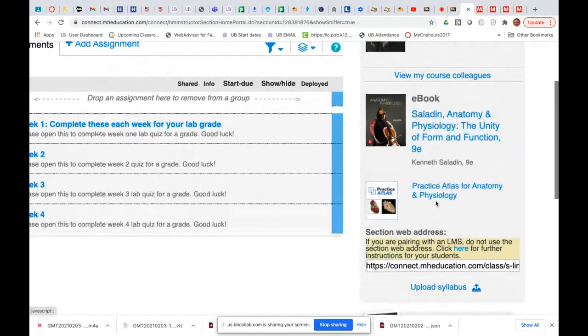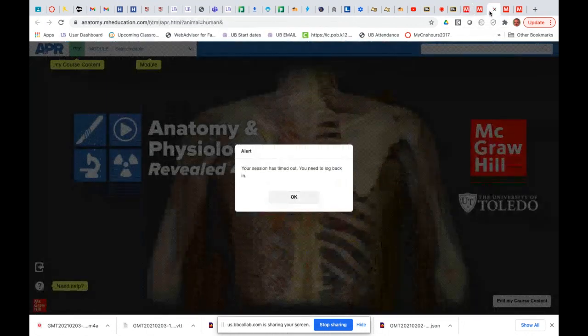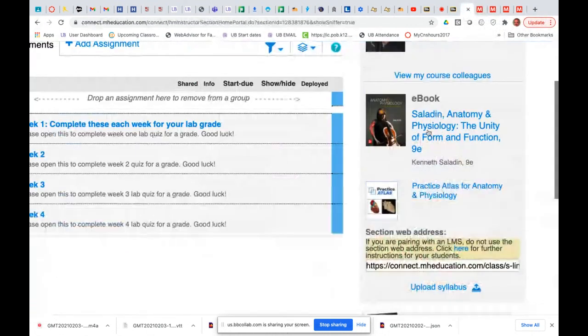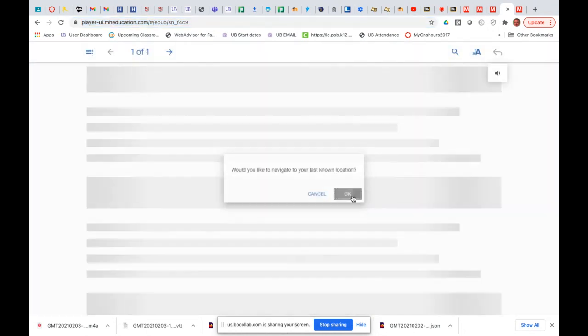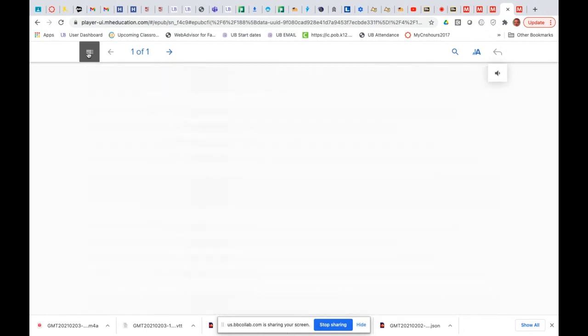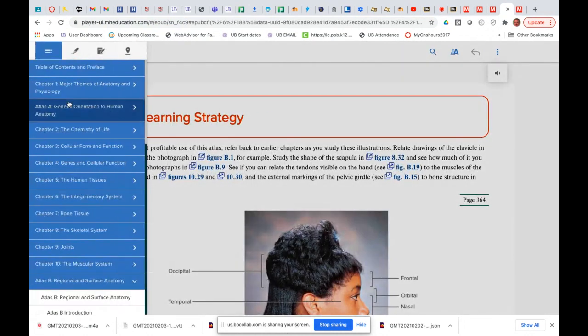I said for the first exam, you also had to click on Saladin and use Atlas A and B. So let me go back. When you click on Saladin, up here on the top left, that's your table of contents or the index, right? When you click on this, it's trying to load, so give it a second. There you go. So here's chapter 1, here's chapter 2, 3, and 4. It's those 4 chapters that are on the lecture portion. Here's your Atlas A.